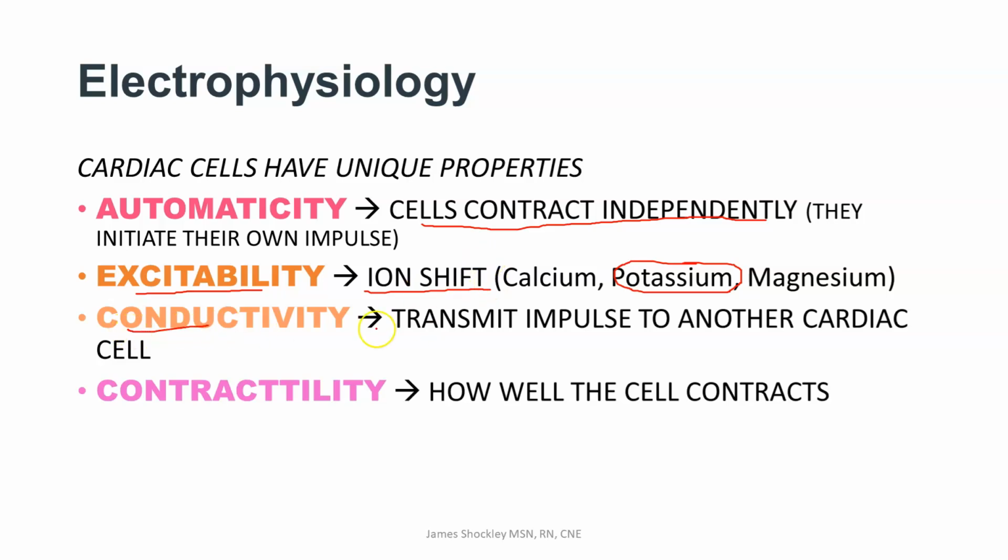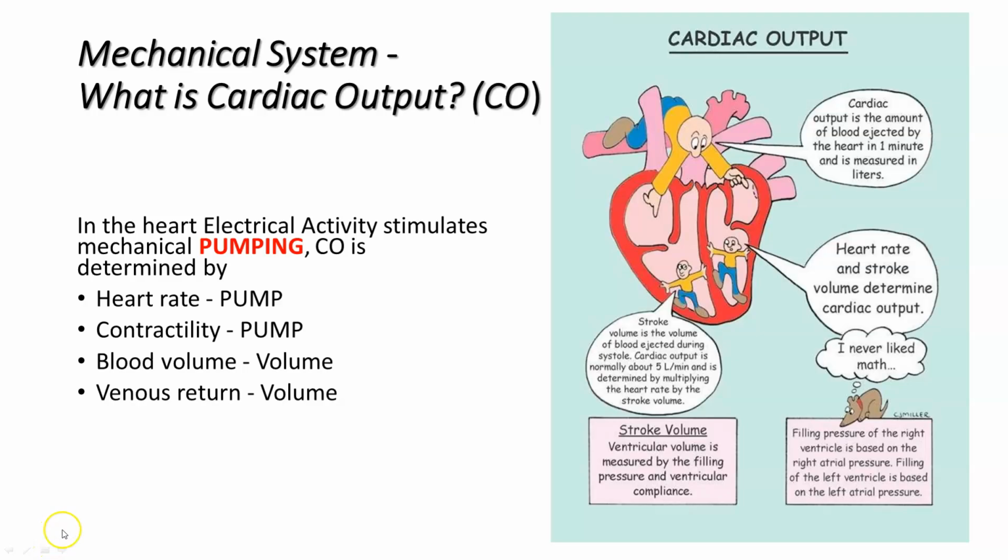Conductivity, again, is because those impulses travel to other cells. They all need to do that to produce this contractility, so how well the cell contracts. And that contractility piece is going to be related mostly to cardiac output. We'll look at the ejection fraction, the cardiac output, and mean arterial pressures. I need contractility for all of that to mean anything to your body. So that's basic anatomy and physiology for us.